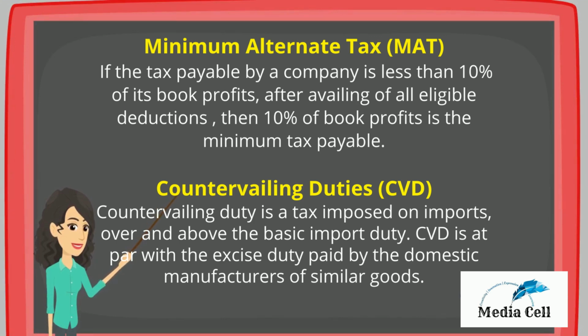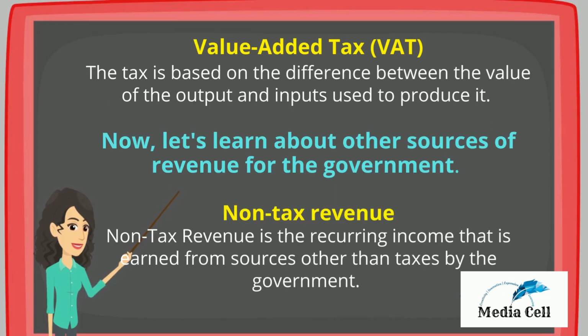Countervailing Duties (CVD). Countervailing duty is a tax imposed on imports over and above the basic import duty. CVD is at par with the excise duty paid by the domestic manufacturers for similar goods. Value added tax (VAT). The tax is based on the difference between the value of the output and inputs used to produce it. The aim is to tax a firm only for the value added by it to the inputs it is using for manufacturing its output and not the entire input cost.